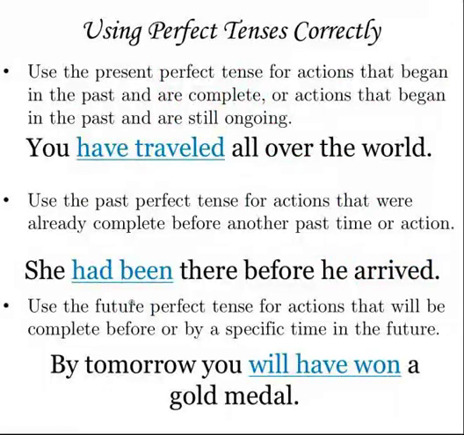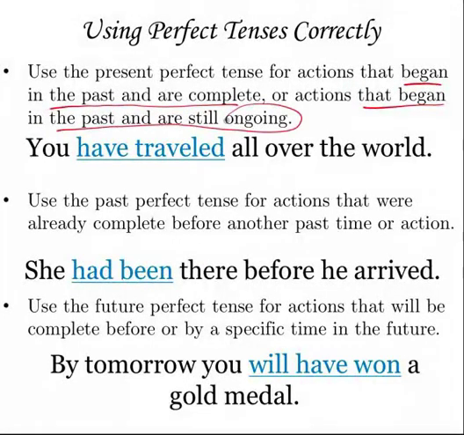All right. Here's how to use them correctly. Remember what each tense is for. So we're going to do a quick review. You use the present perfect tense for actions that began in the past and are complete, or that began in the past and are still ongoing.